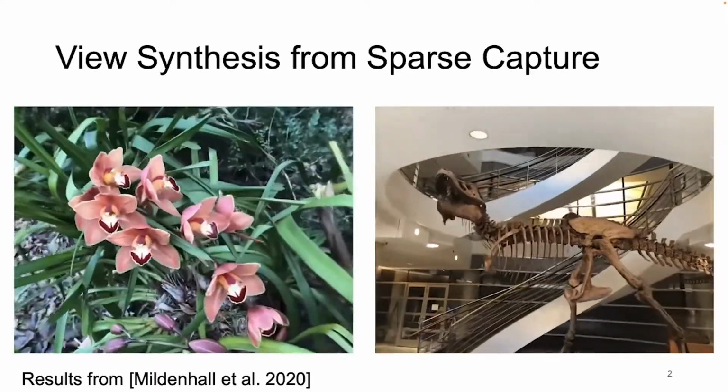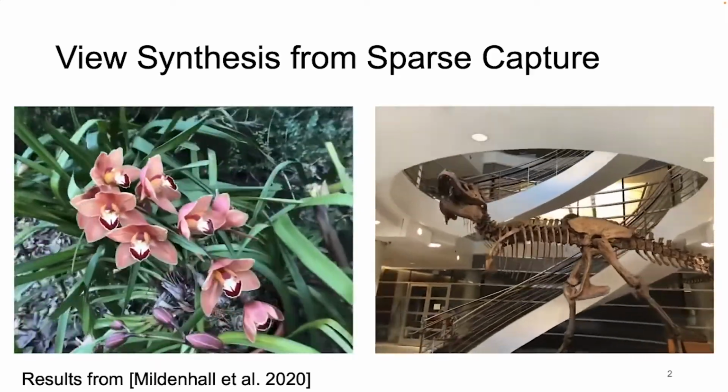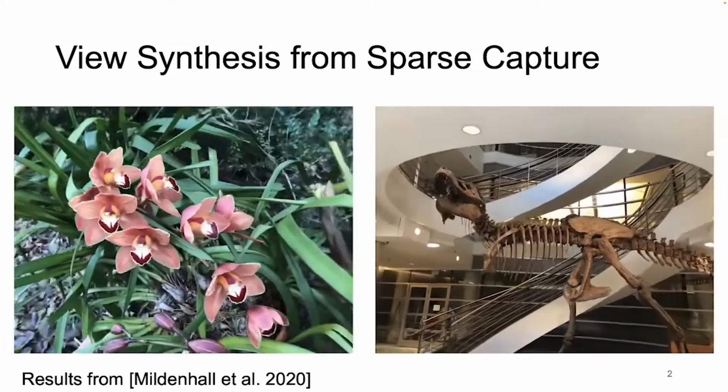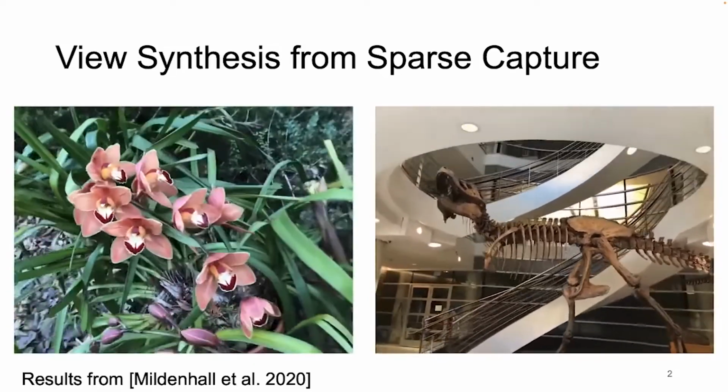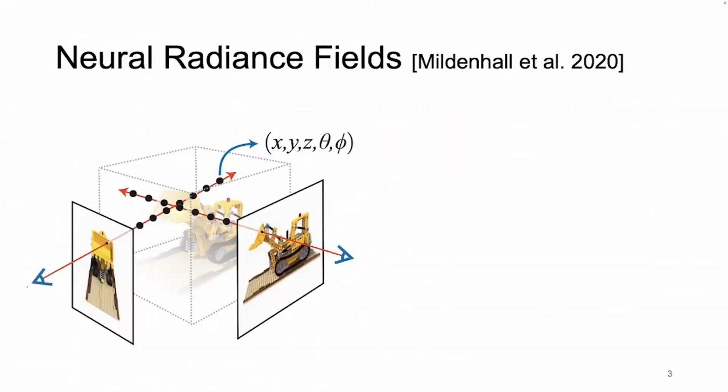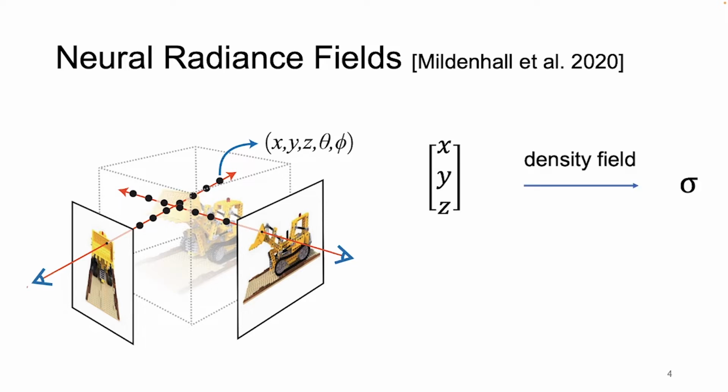The state-of-the-art computer vision allows us to synthesize arbitrary viewing angles from sparse object capture like a set of photos. The key technology behind these impressive results is a trainable scene representation called neural radiance fields. The neural radiance field is a volumetric representation encoding a 3D scene using two continuous fields.